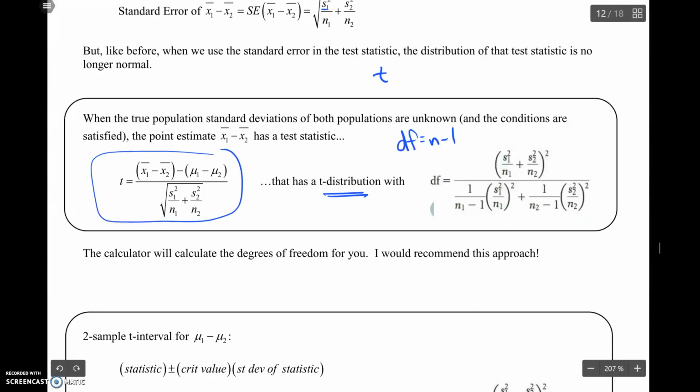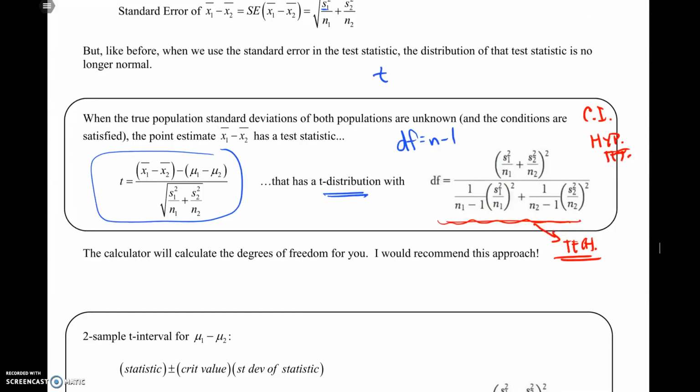But if you just look at it, you're taking the standard deviations divided by the sample sizes, or variances, I guess, sample variances, and square, whatever. Don't worry about this. You're not required, it's not even on the formula sheet. We're going to simply use technology to get this value. When you run a confidence interval or a hypothesis test, it will calculate this value for you. Okay, so we're going to use that.